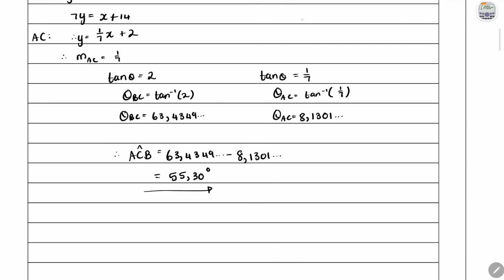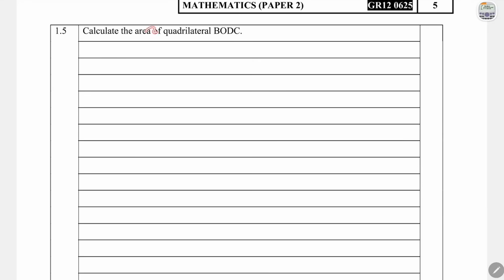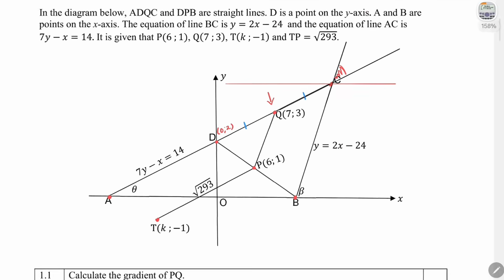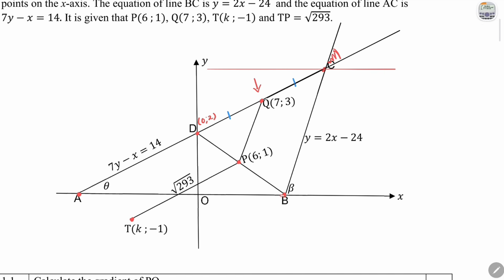Moving on to the next question. Question 1.5 says, calculate the area of quadrilateral BODC. Let's look at that quadrilateral and see how we can find the area. So, is this quad BODC? As you can see, it's not any recognizable shape. It's not really a trapezium. It can't be a trapezium, because if it was, you should have 2 sides being parallel, and we don't have that. It's not parallel to this at all, because this is a vertical line and this is a diagonal line. So it's not a trapezium, meaning we would have to divide it.